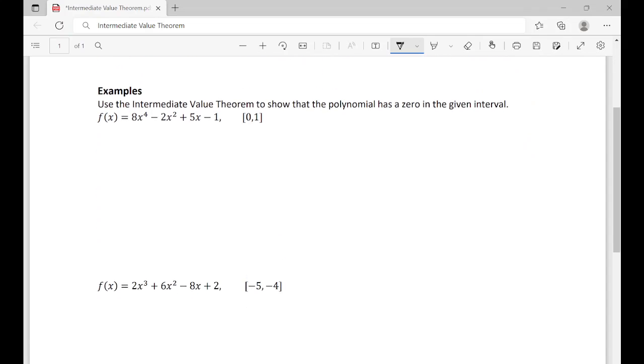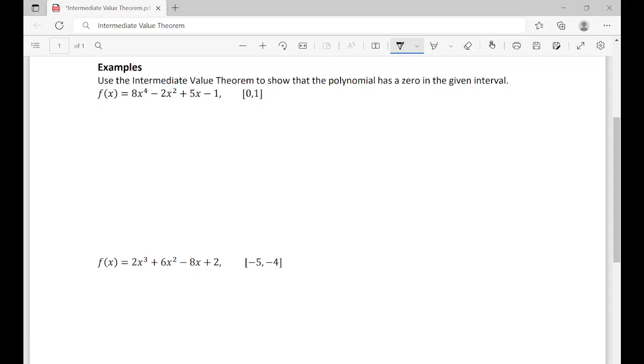So we're going to use the intermediate value theorem to show that the polynomial we have here has a zero on the interval given. So f of x equals 8x to the fourth minus 2x squared plus 5x minus 1 on the interval 0 to 1. So from 0 to 1 or from a to b. So we're just going to plug in 0 for x and then 1 for x again, and get our two y values.